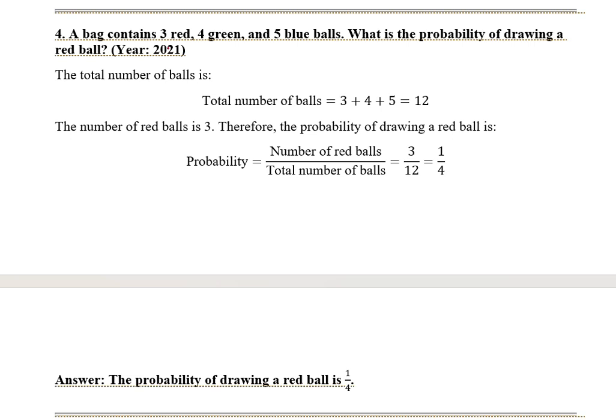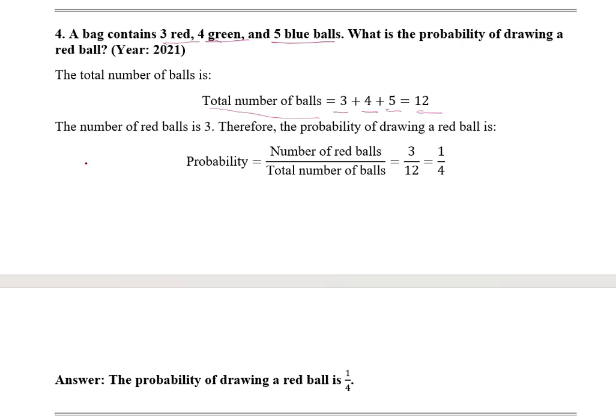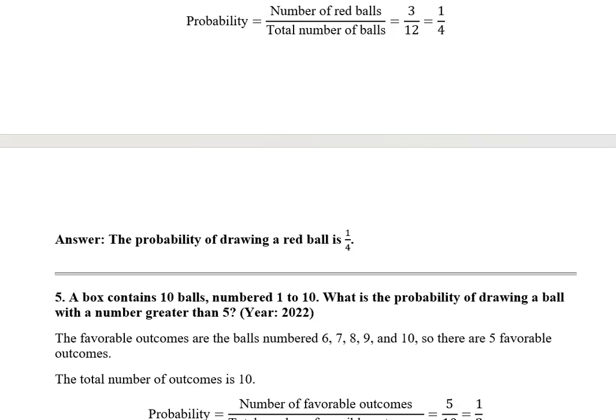A bag contains 3 red, 4 green, 5 blue balls. What is the probability of drawing red? Total number of balls is 12. So the probability of a red ball is the number of red balls divided by the total number of balls, which is 3/12 equal to 1/4. The probability of drawing a red ball is 1/4.